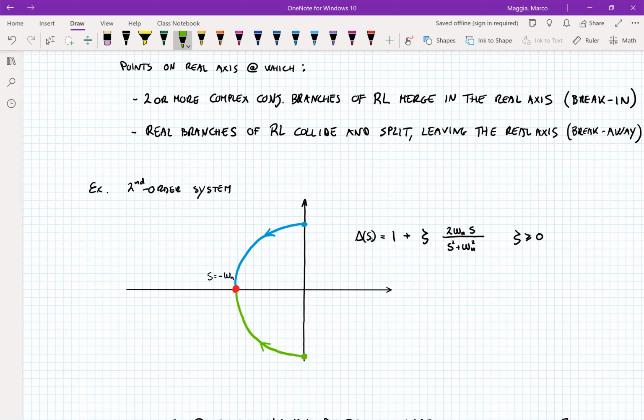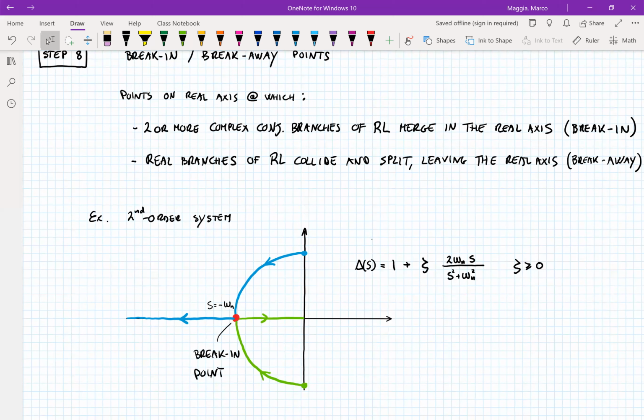Now we have two branches that collide, and since they cannot coexist indefinitely, they can only coexist at one point, then they have to split. So the red point here is called a break-in point because we're breaking in the real axis. So this is a break-in point. And then one of the two branches will go towards the right and the other one will go towards the left. It doesn't really matter which one. And so we can complete the root locus.